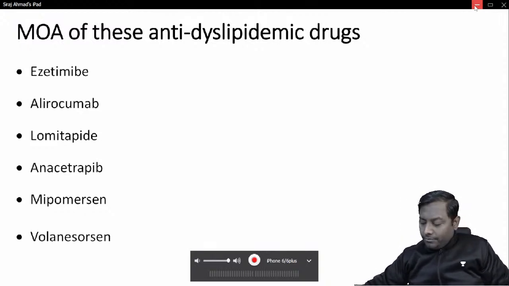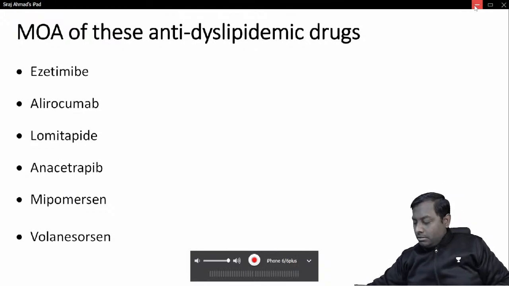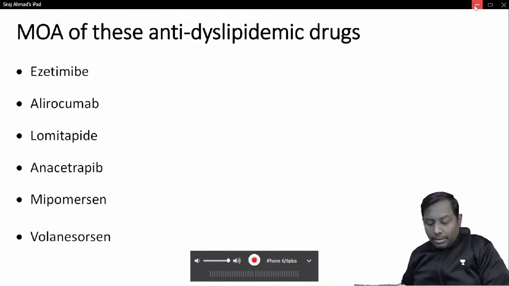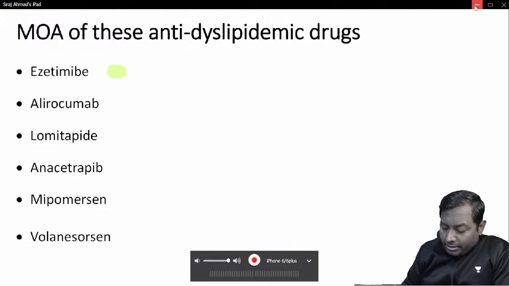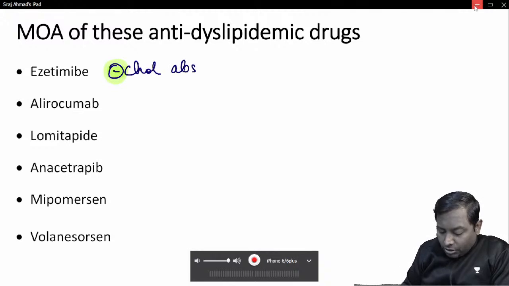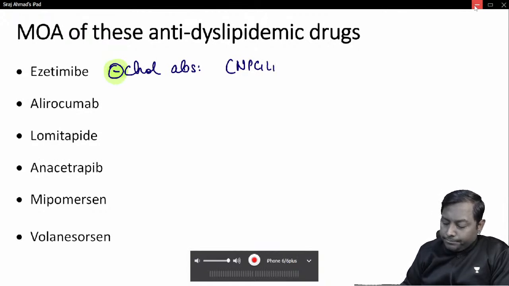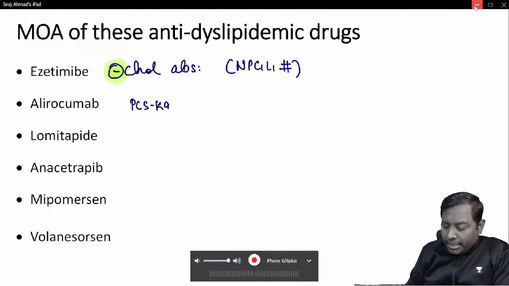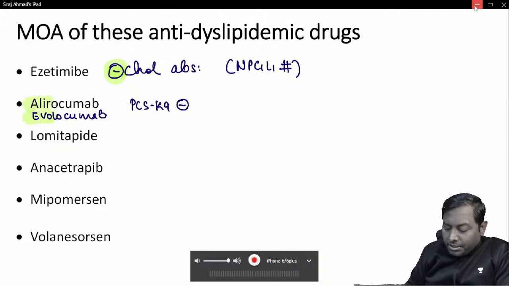What are the names that we have? Ezetimibe. They inhibit the cholesterol absorption from the intestine by inhibiting the NPC1L1 receptor. Alirocumab, evolocumab, as I told you, PCSK9 inhibitors. That is a mnemonic actually. Ali is the name of a person. Ali is evolved as PCS.